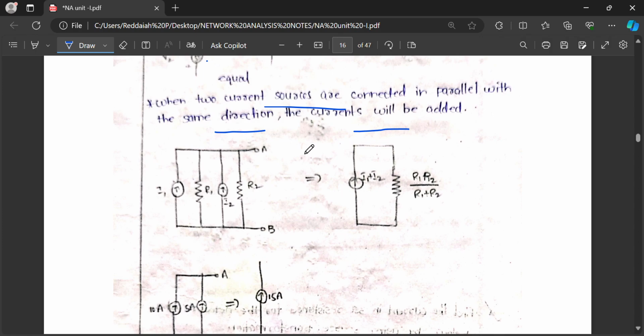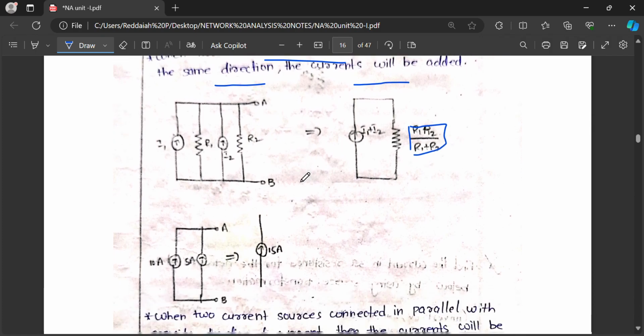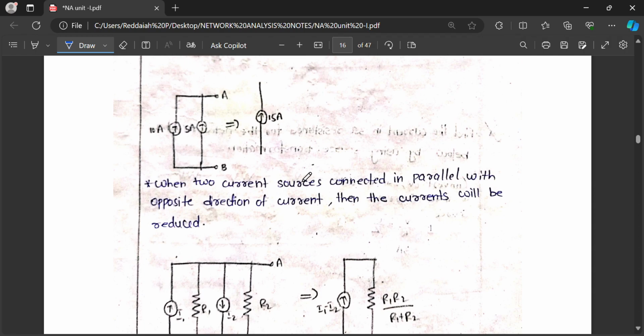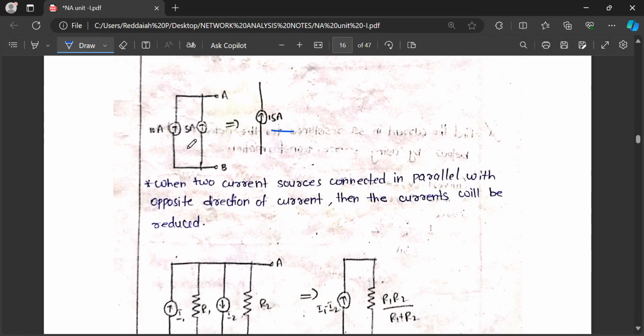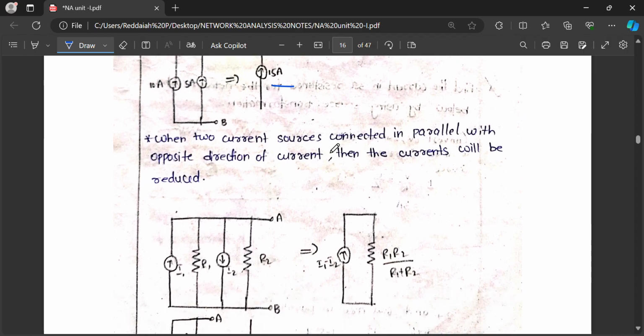When two current sources are connected in parallel, this is one current source and this is one current source, the currents will be added. The resistances will be in parallel. What is the formula? R1 R2 by R1 plus R2. These rules are used to reduce any network into a simple network. Because 10 amps and 5 amps connected in parallel, we have to add, but the resistances also combine as parallel resistance.